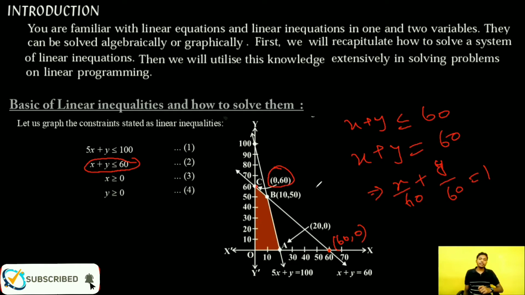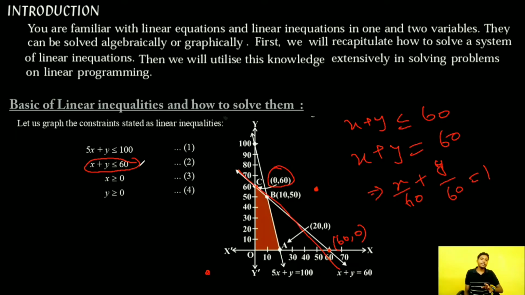Now if we choose 2 points, one from this side and another from this side of this straight line, then the point which satisfies this inequation shows that our solution of this inequation will lie along that direction. So if we choose 1 point (-100, -100) and another point (100, 100), obviously the point (-100, -100) will satisfy this inequation. So our solution will be along that direction. This will be the solution for this inequation.